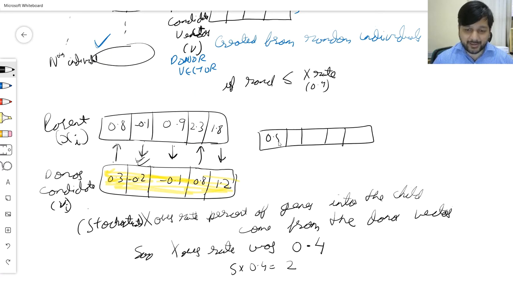So I get my candidate vector as 0.8 from the parent, minus 0.2. This was actually directly transferred. I did not do anything, no randomization, this was directly transferred. The random gene was directly transferred. Candidate vector down 1.2. So this comes from the donor, this also comes from the donor, and this also comes from the donor. So these three genes have come from the donor.